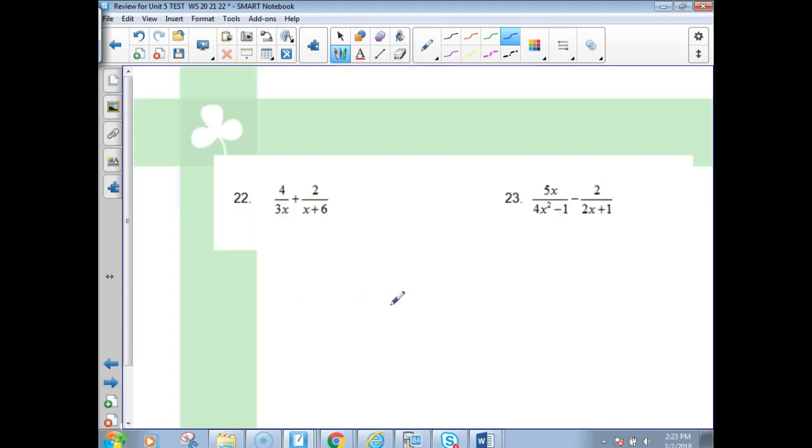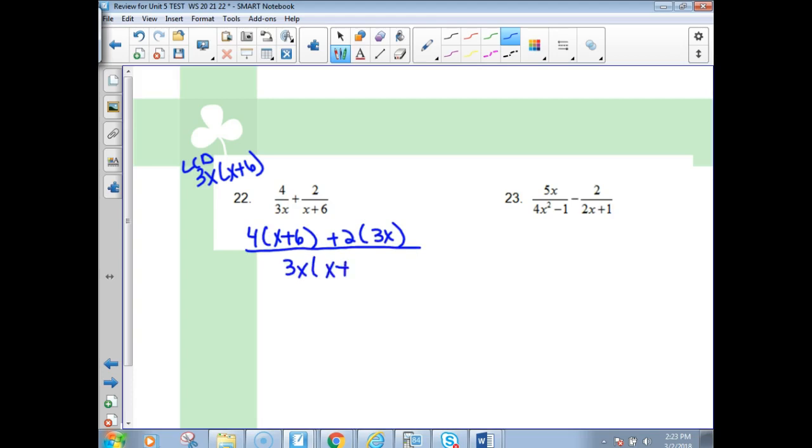Okay, 22, we need a common denominator. You need all of the first denominator, which is 3x. So the LCD would be 3x times x plus 6. The x attached to the 6 is not the same as the x that's being multiplied by the 3. So we need to multiply the first fraction by x plus 6, top and bottom, the second one by 3x, and then the LCD for them both would be 3x times x plus 6.